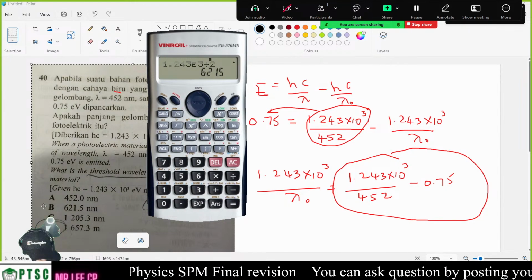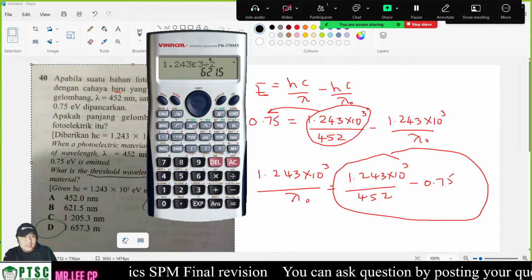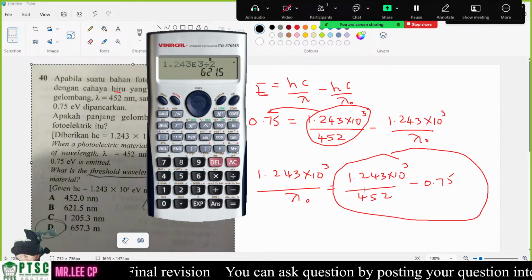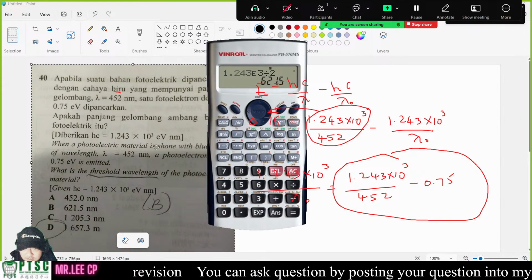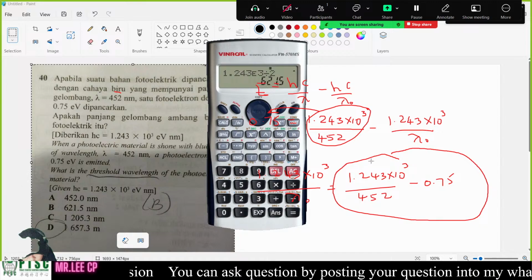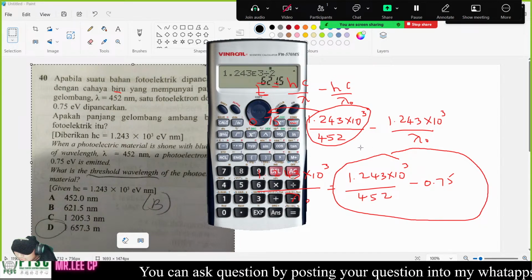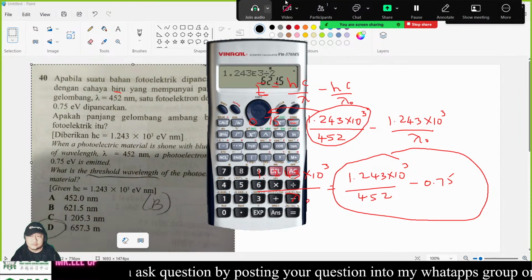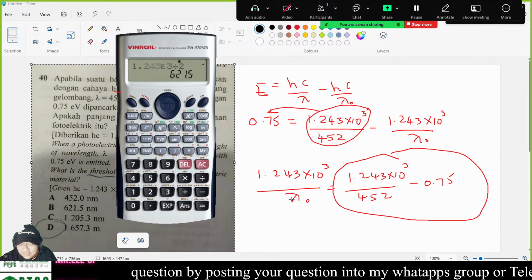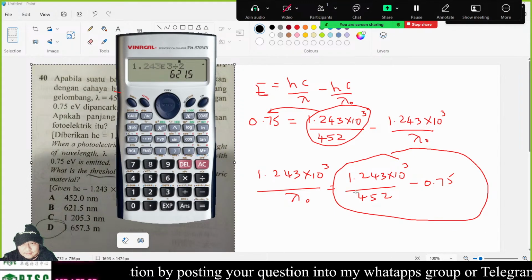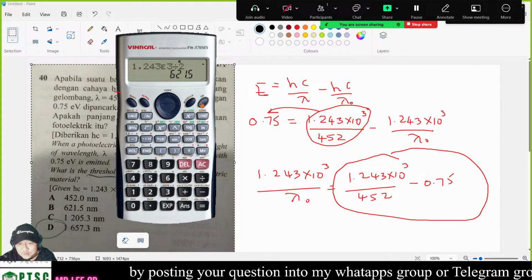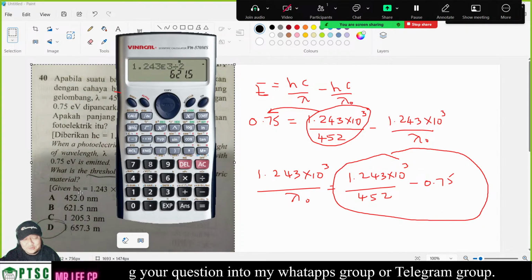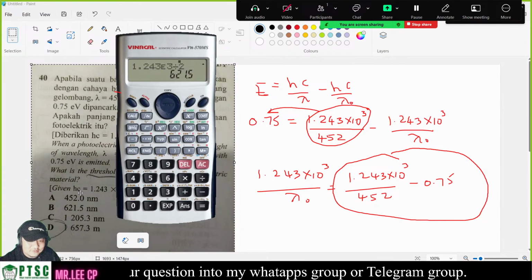621.5 nanometer. Answer is B. Correct or not? This one is in nano already, because this one is given in nano, eV. So you no need to times 10 to the negative 9. Answer is B, correct? I pressed wrong just now. Pressed too fast. Should press 2 times. In SPM, you need to press a few times. If you cannot get the answer, you press a few times.